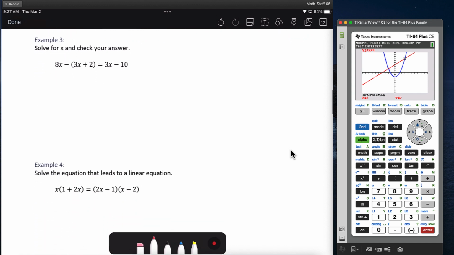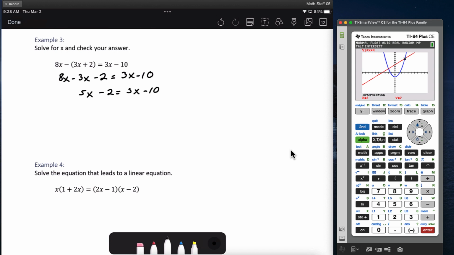So in this example, we first want to simplify. Simplify again means to remove parentheses and combine like terms. So we'll go through and distribute the negative sign to remove the parentheses. Next, we combine like terms. Notice 8x minus 3x is a like term, combines to 5x. We'll just copy the rest.